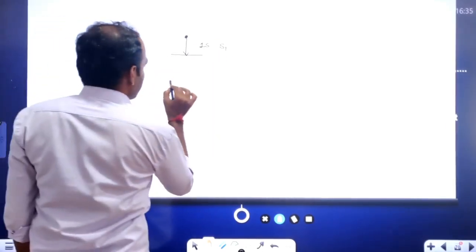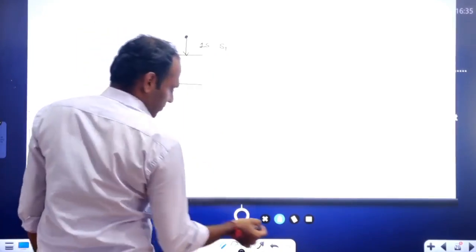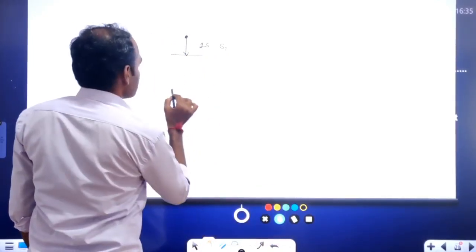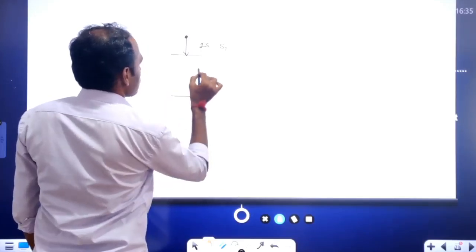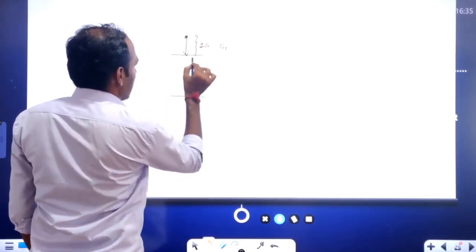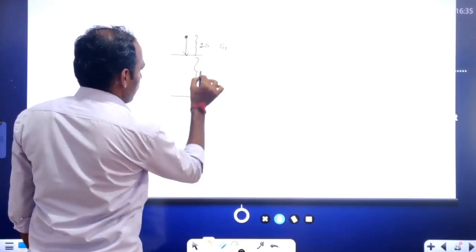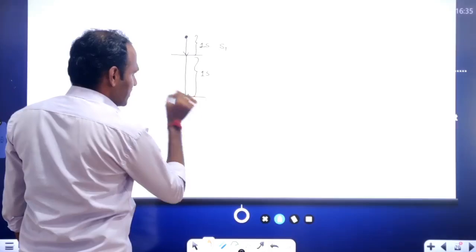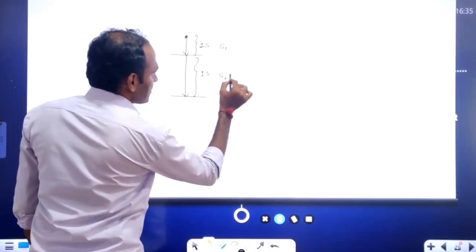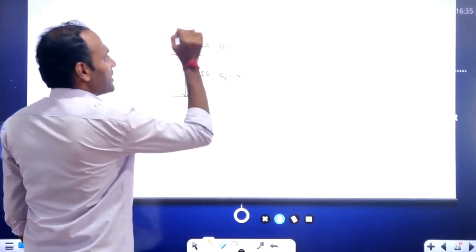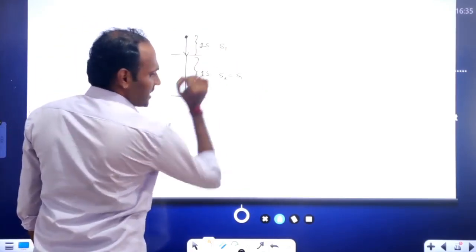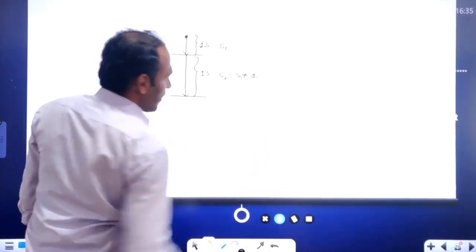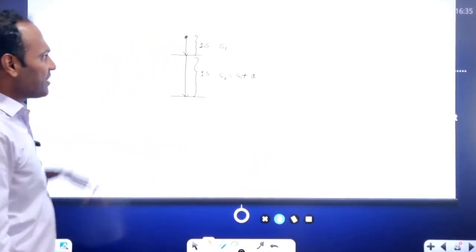In the next 1 second, let me say in the next 1 second, here also it has taken 1 second time only, but the distance traveled this time will be equal to the distance traveled in the previous second plus its acceleration. So it will be more.